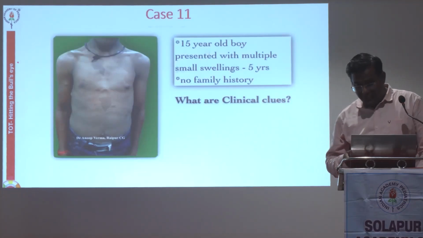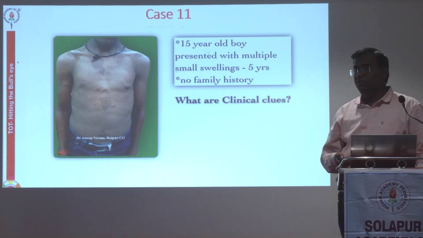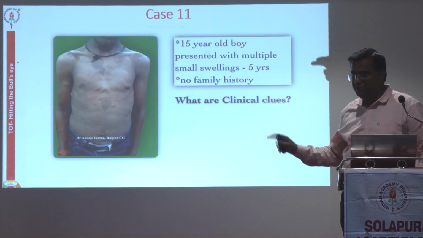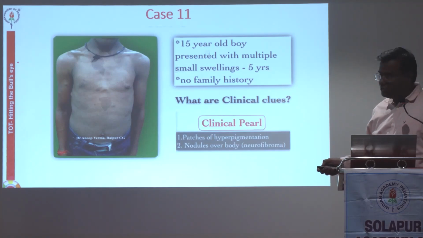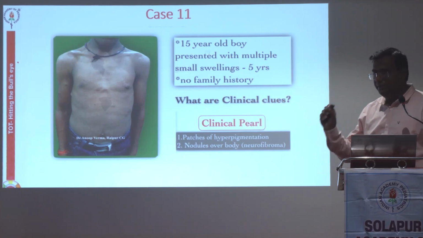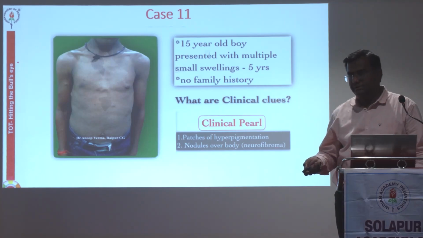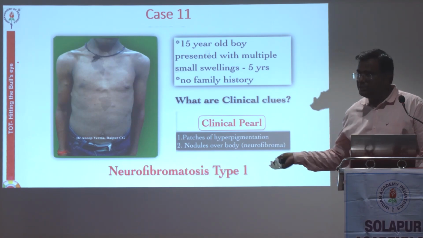Another common neurocutaneous syndrome, just first tell what these are. Yes, large café-au-lait hyperpigmented patches, café-au-lait spots. Someone has told us it's neurofibromatosis. So what are the clinical clues in this picture? Patches of hyperpigmentation, large patches more than 15 mm. Also count the number, it is useful. And what are these? These are neurofibromas. And now what is the diagnosis? Yes, it's neurofibromatosis type 1.